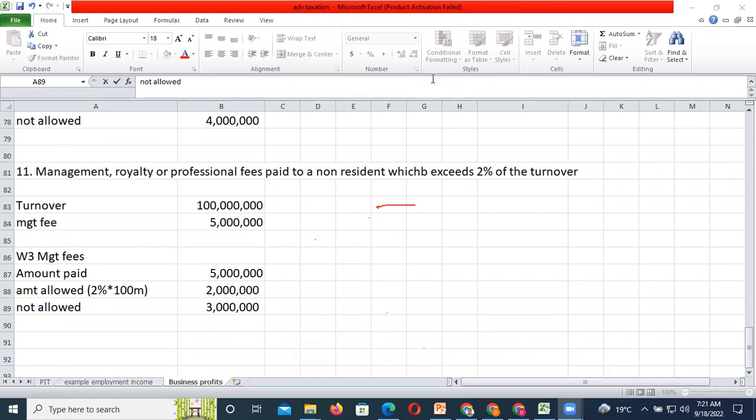Another one is saying, when [payments] are paid to a resident. If it is paid to a resident, the whole amount is allowed. You don't need to calculate. The whole amount will be allowed.